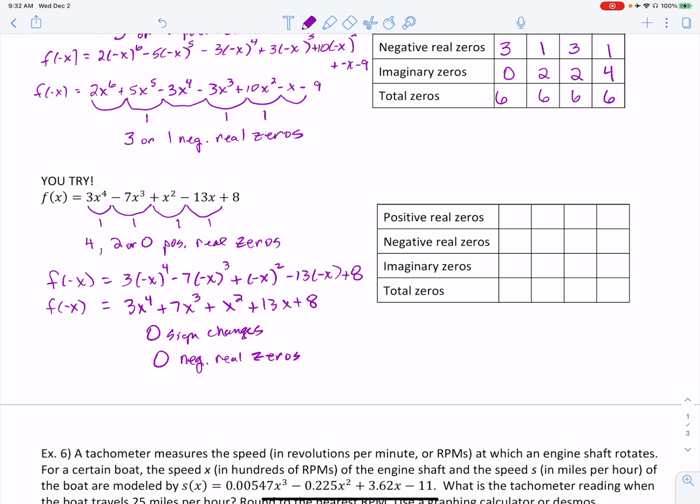And so by Descartes' rule of signs, I actually know to not expect this polynomial to ever hit the x-axis to the left of the y-axis. That's kind of neat to know by just looking at those signs.